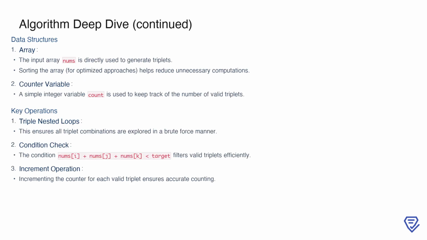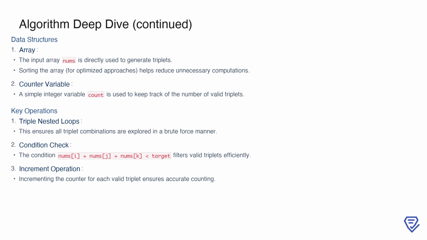Let's take a moment to focus on the data structures and operations involved in this problem. The array itself, nums, is central to our solution as we derive all triplets directly from it. If we choose to optimize, sorting this array becomes a key step in reducing computational overhead. As for tracking results, a simple integer variable, count, is used to keep a running total of valid triplets.